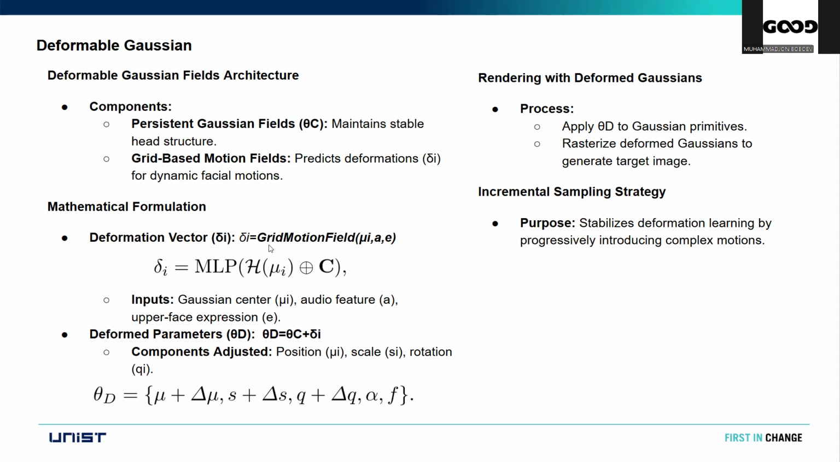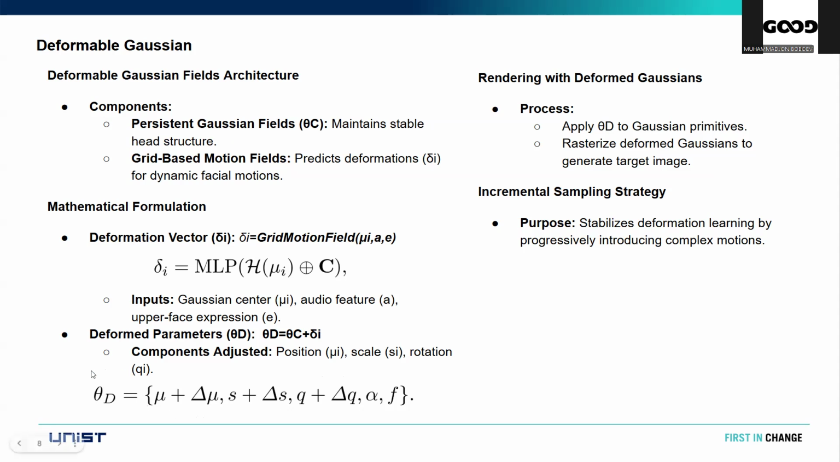So this grid motion field will take some initial position, audio features, and some kind of expression. And this C is the condition. C is the condition they provide. In this case, the condition is primarily the audio. And using some initial position, then the MLP is trying to predict some kind of change that needs to be applied on the persistent Gaussian field. So the deformed parameters are the position, the scale, and the rotations.